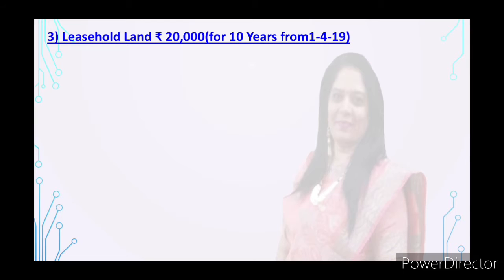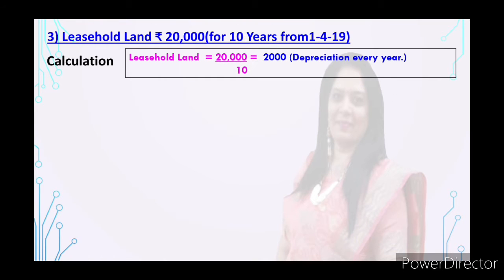Next adjustment, leasehold land rupees 20,000 for 10 years from 1st April 2019. This leasehold land means the land is taken on lease for 10 years, and for 10 years at a time 20,000 amount is paid. Let's see the calculation first. Leasehold land 20,000, because it is taken for 10 years, so it will be divided by 10. So after dividing by 10 you will get amount 2,000, which you have to consider as depreciation.